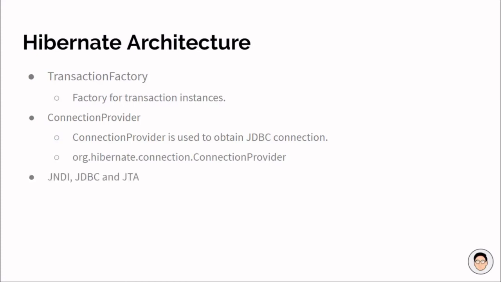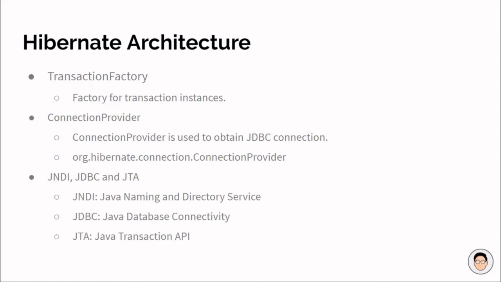JNDI, JDBC and JTA are mostly used with enterprise applications. JNDI stands for Java Naming and Directory Interface. You can think of JNDI as something like a hash map or mapping that stores information of remote resources. The resource can be an application or data. JDBC stands for Java Database Connectivity. JDBC is an API for database related work. JTA stands for Java Transaction API. It is an API to manage distributed transactions.